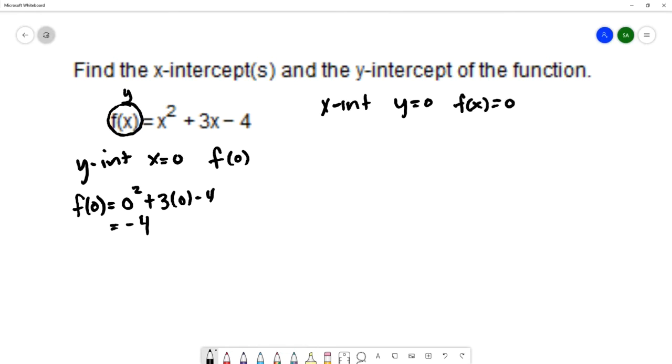Setting f of x equals 0 would give us the equation 0 equals x squared plus 3x minus 4. And I'm going to try to solve this with factoring.